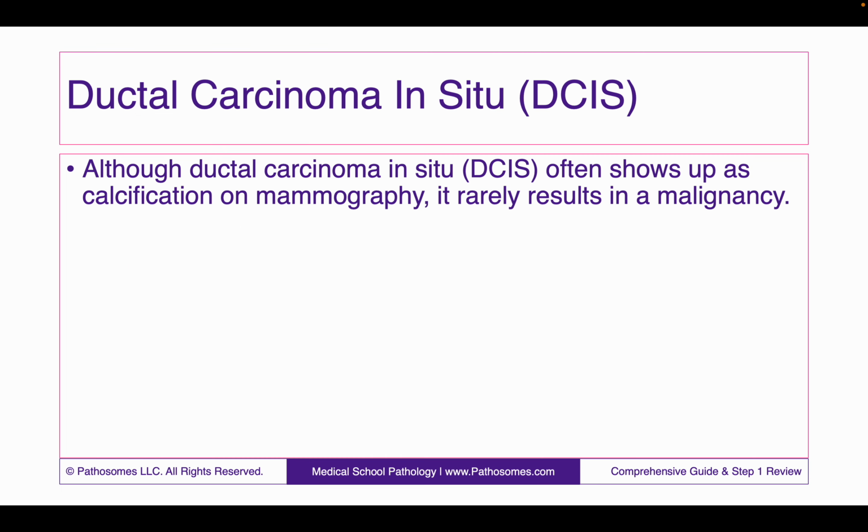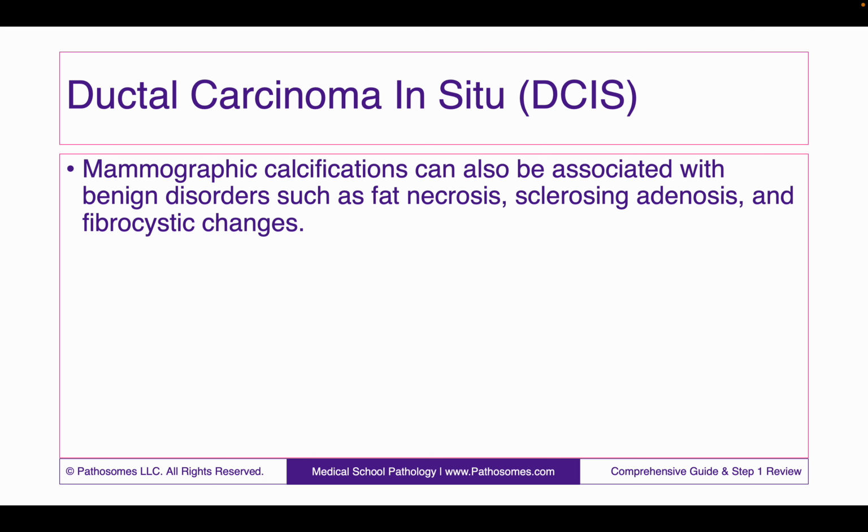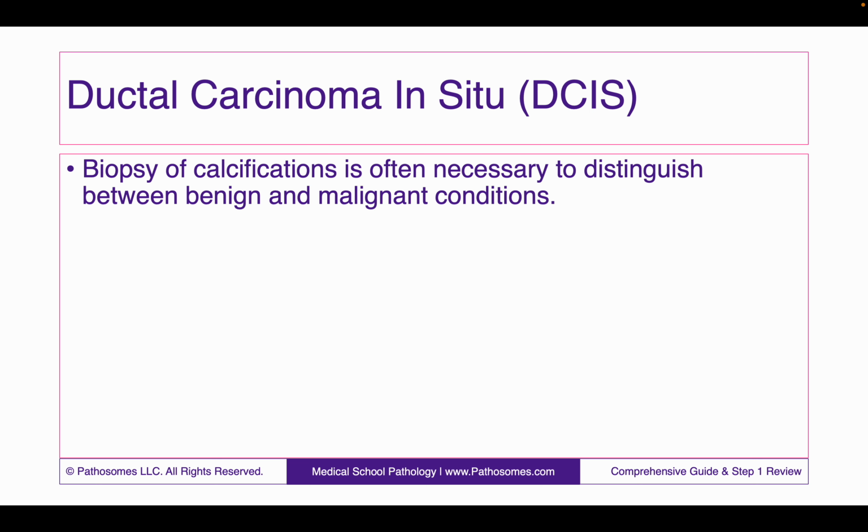Although ductal carcinoma in situ often shows up as calcification on mammography, it rarely results in a malignancy. Mammographic calcifications can also be associated with benign disorders such as fat necrosis, sclerosing adenosis, and fibrocystic changes. Biopsy of calcifications is often necessary to distinguish between benign and malignant conditions.